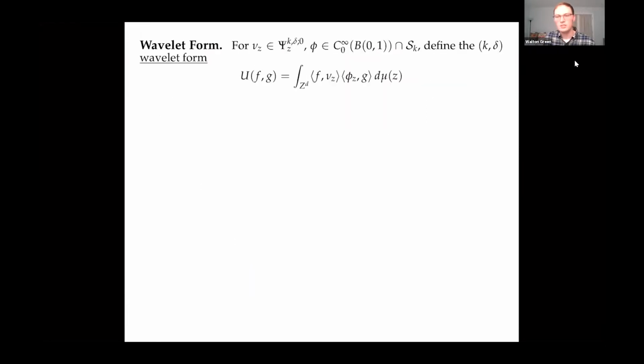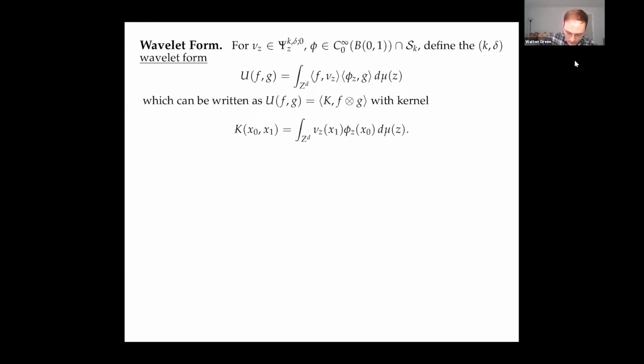So the reason we introduce the wavelet class is to introduce our intrinsic operators, which will be a wavelet form. So we take an approximate wavelet, nu, and we take a real wavelet, phi. With these two things, we define the wavelet form. So we take the coefficient on f, the coefficient on g. This gives us a wavelet form. And you can check the kernel of this form.